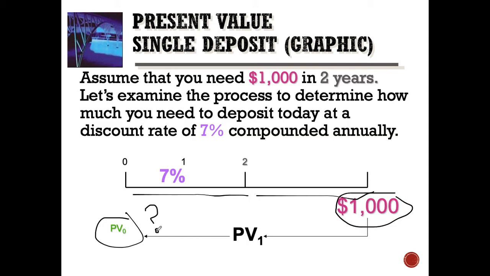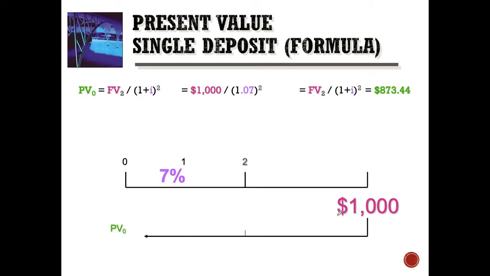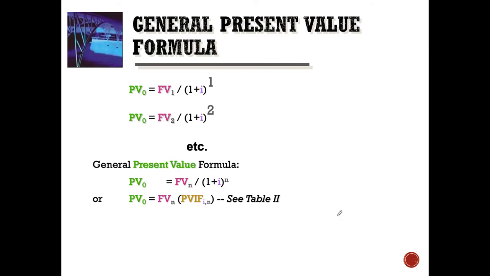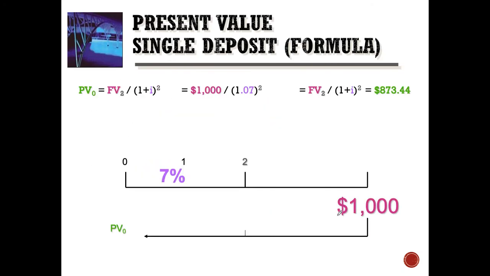Present value 0 at a discount rate of 7% compounded annually. This is the present value single deposit formula: present value equals future value divided by (1 plus i) to the power of 2. So this is $1,000 divided by (1.07) to the power of 2. So the result is $873.44.